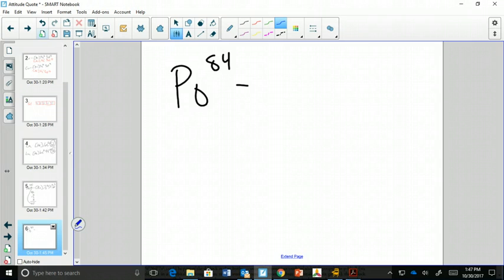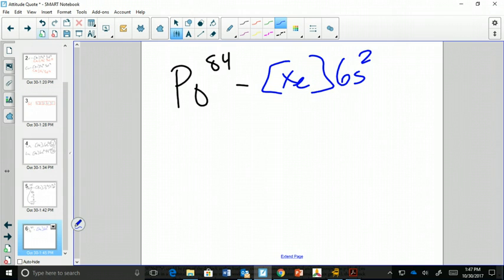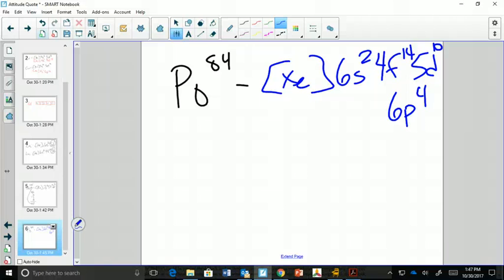All right, polonium, what's my noble gas? Xenon. And then? 6s2. 4f14. 5d10. And 6p4. Is she right? 6p4? Cool. Absolutely correct. Are you with me, my friends? Okay. I'm going to stop my recording.